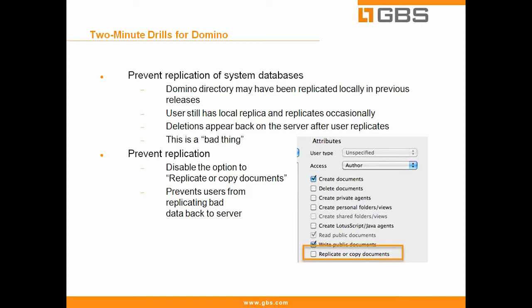Because you don't want the deletions coming back, obviously, because it would happen sporadically. A Notes client would be offline for 2 or 3 months. They'd come back and replicate again. The cutoff period had expired, and they didn't pick up that deletion, so they send it back up to the server. So preventing replication in the ACL for the default settings, or if you have a group for all users, you would want to uncheck the replicator copy documents. This prevents the users from replicating that data back up to the server, and helps you prevent this issue.